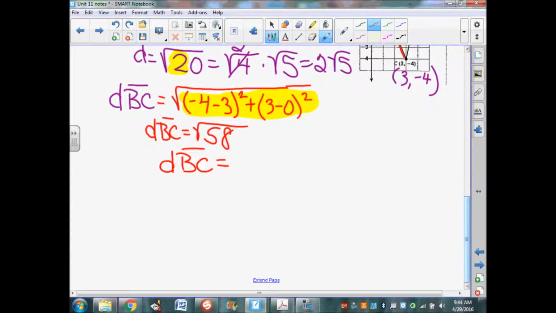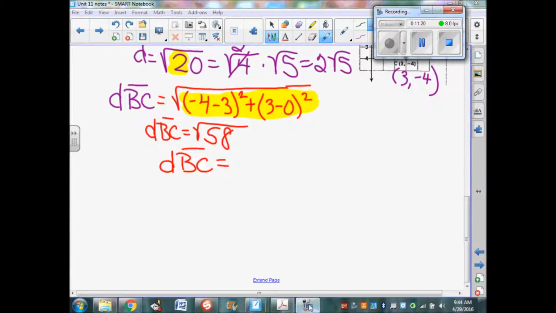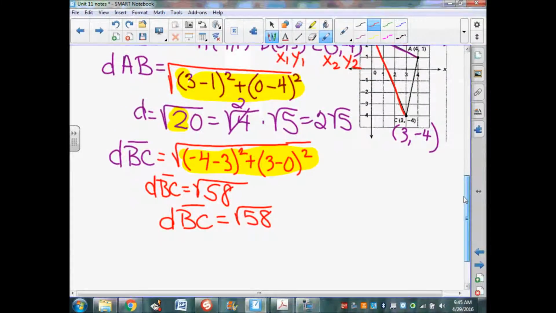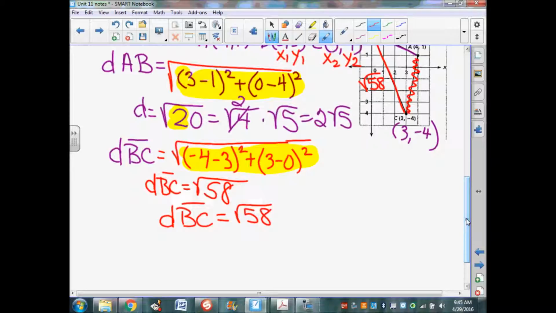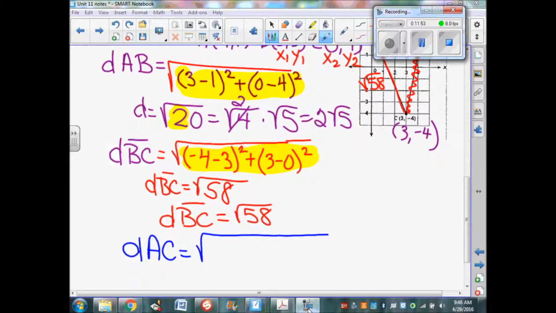I got to pause because I got to think about 58. So, the square root of 58 does not have a perfect square in it. I had to pause the video because I had to think about that one. All right, so the length from B to C is the square root of 58. I'm going to stop the video and I'm going to have you guys come to class with the distance from A to C done. Okay, so that one is on your own. You're going to do the distance from A to C and come to class with it done.